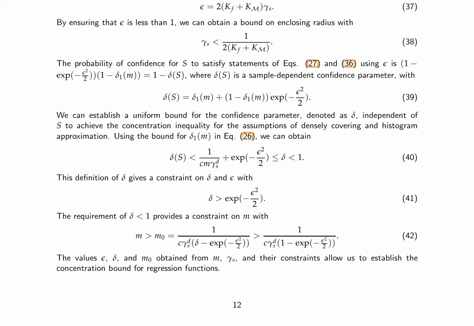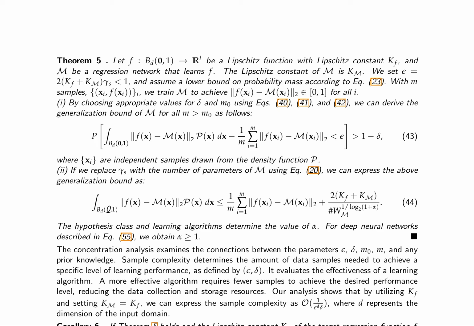The requirement of delta less than 1 provides a constraint on m, which is m greater than m0 equals 1 over c gamma ds, delta minus exp minus epsilon squared over 2, greater than 1 over c gamma ds, 1 minus exp minus epsilon squared over 2. The values epsilon, delta, and m0 obtained from m, gamma s, and their constraints allow us to establish the concentration bound for regression functions.